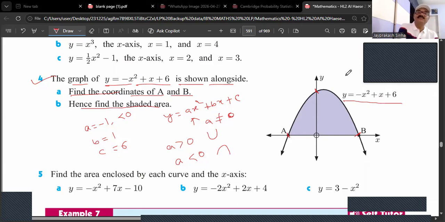Now we'll go to the other page, a blank page, and then we'll solve this. So what is the function? y is equal to minus x square plus x plus 6. How will we find the x-intercepts? By putting y equal to 0, we will find the value of x, and there will be 2 values of x because it is cutting at 2 points.